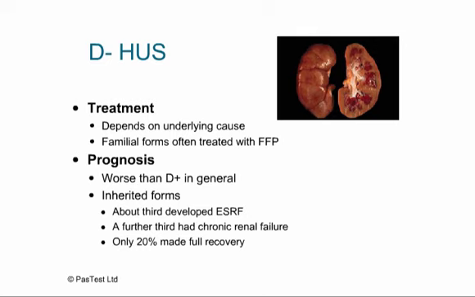If we think now about the prognosis in general of D-HUS, then clearly it's worse than the prognosis in D+. If you look specifically at the inherited forms, then a recent study showed that around a third of all children who have the inherited forms develop end-stage renal failure. A further third had chronic renal failure, and only 20% of them have made a full recovery.